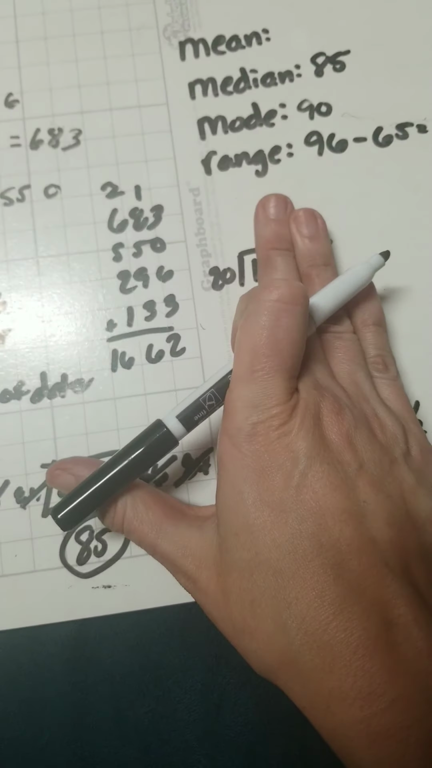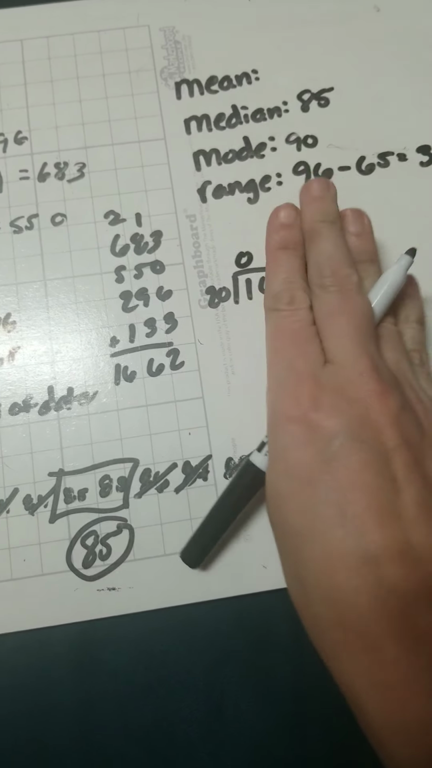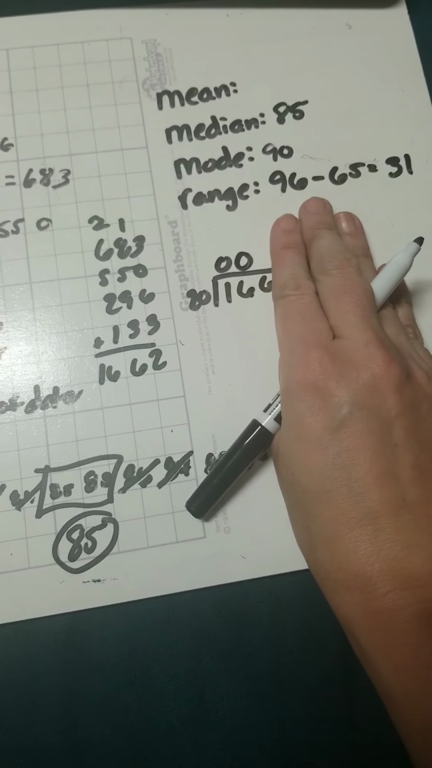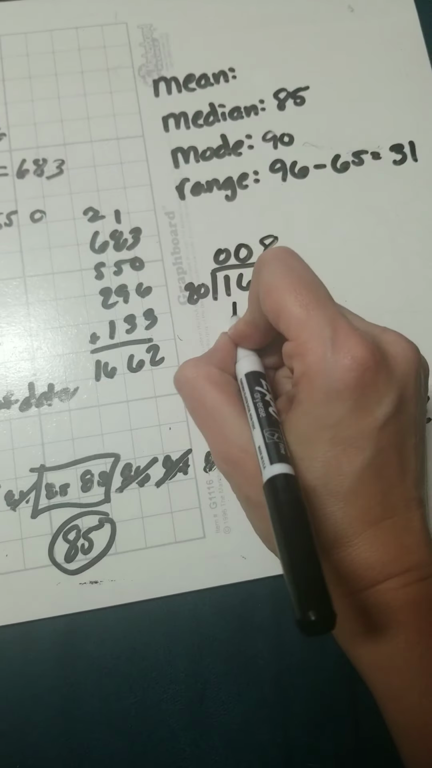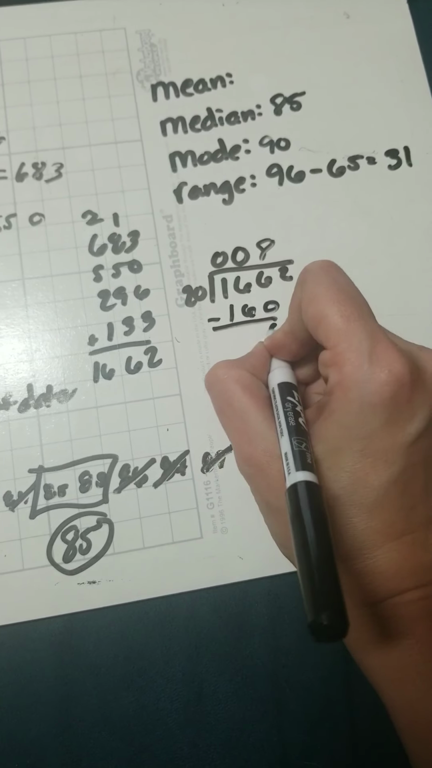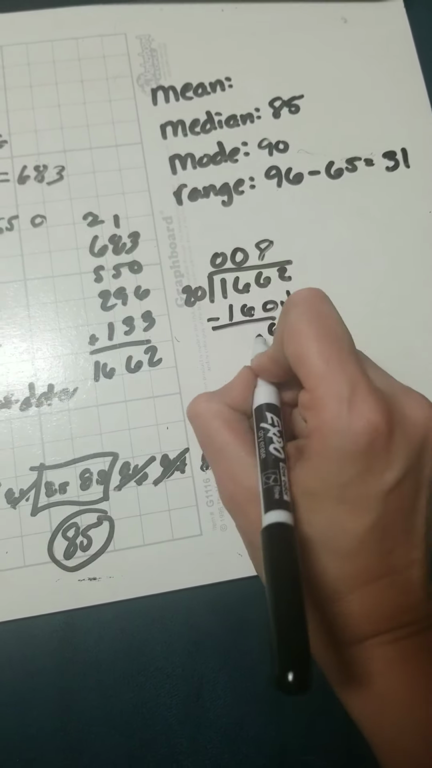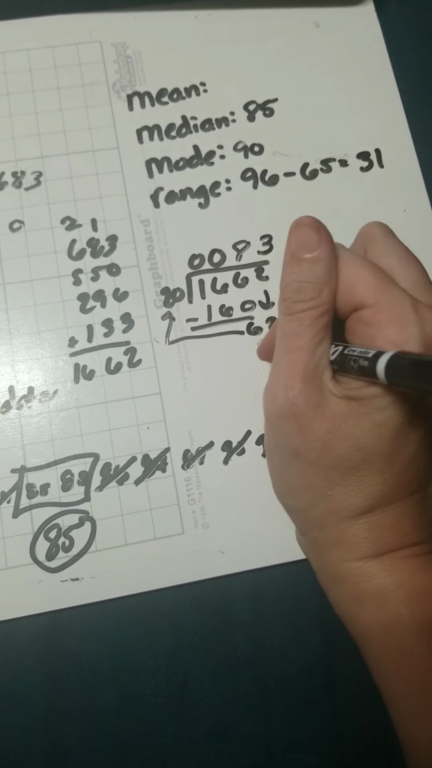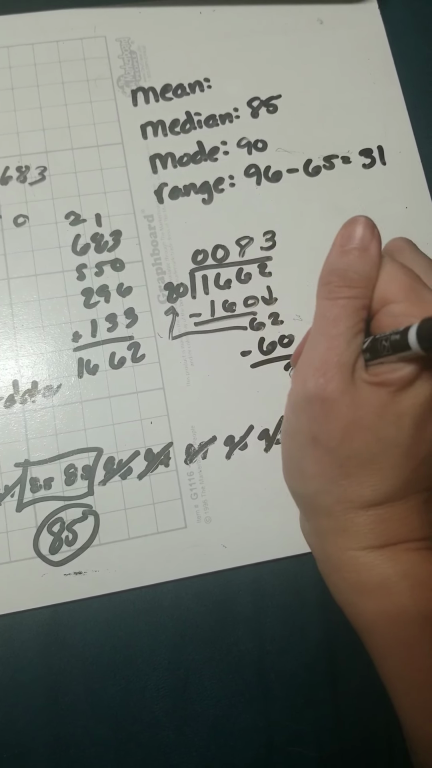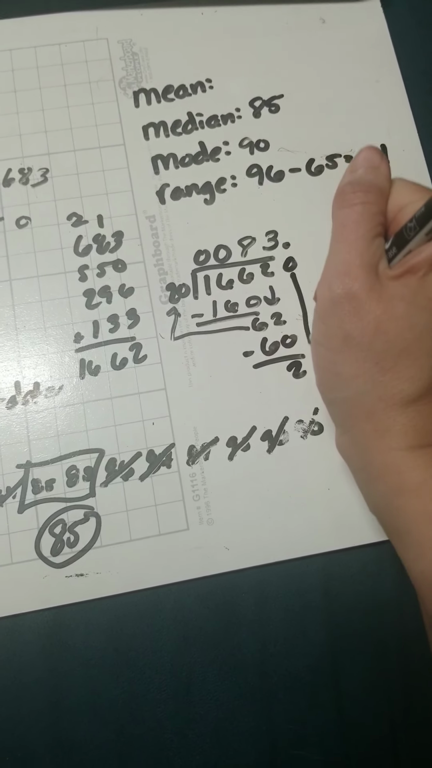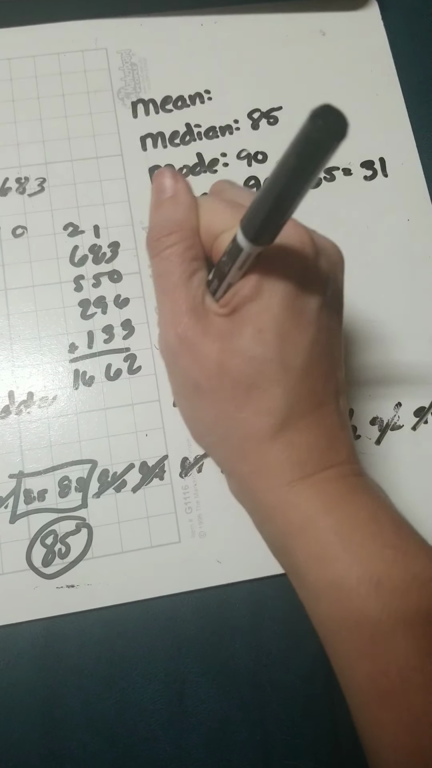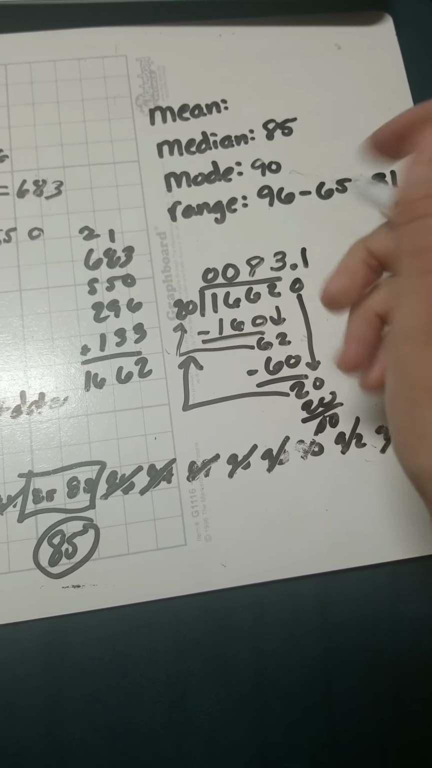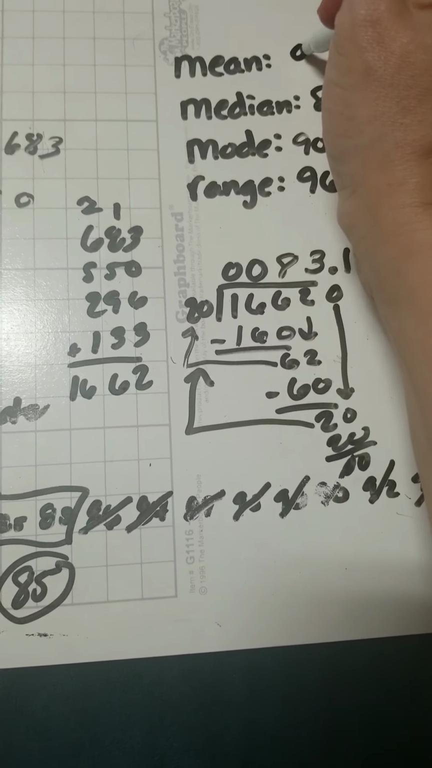So if I have 1, I cannot make a group of 20. If I have 16, I cannot make a group of 20. If I have 166, I can make 8 groups of 20, which is 160. Leaves me with 6, bring down a 2. So if I have 62 and I want to put them into groups of 20, I can put them into 3 groups of 20. That leaves me with 2, add a decimal, and bring down a 0. If I have 20 and I want to put it into groups of 20, that means I can make 1 group. So my answer is 83.1.